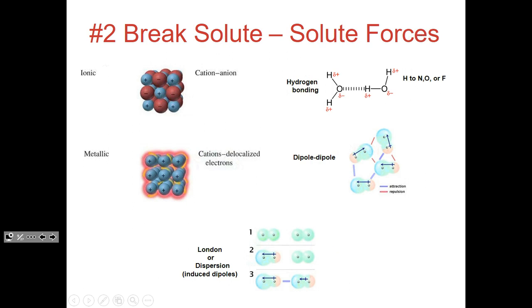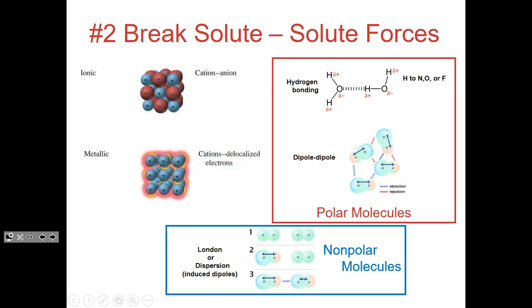Now, in our solute to solute attraction, we not only have our molecular situations, our hydrogen bonding and dipole-dipole, and our nonpolar London force situation, but we also might have an ionic substance or a metallic substance that we're putting in solution. And those involve significantly stronger attractions and more energy to break than our molecular, weaker intermolecular force attractions.